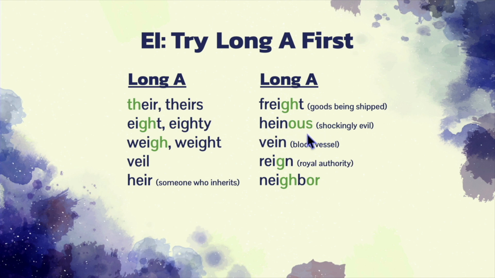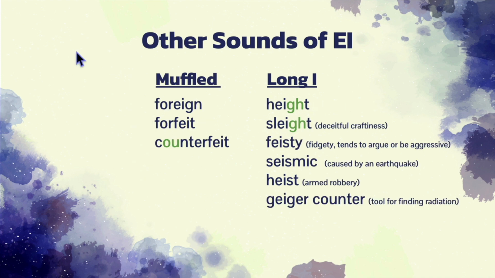Heinous, although OU usually says ow, OUS at the end of a word is pronounced us. Something that is heinous is shockingly evil. Vein, this vein refers to a blood vessel. Reign with a silent G, which refers to royal authority. And in this word, GH is going to be silent. Neighbor. Notice that OR at the end of a word can sound more like EI, can have some other sounds as well. But like I said, try the long A sound first.